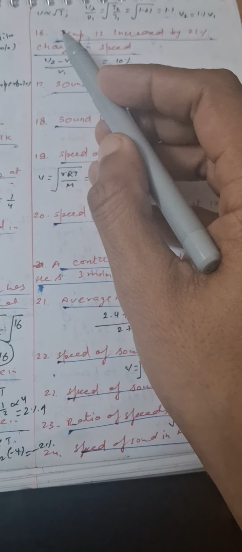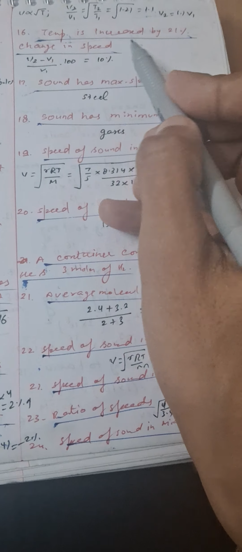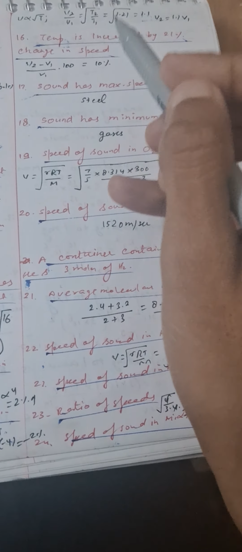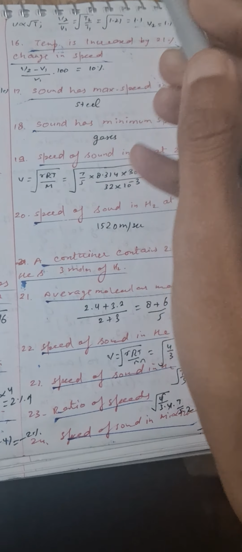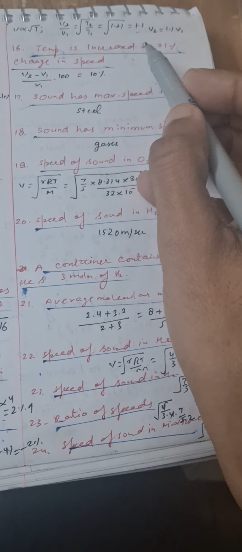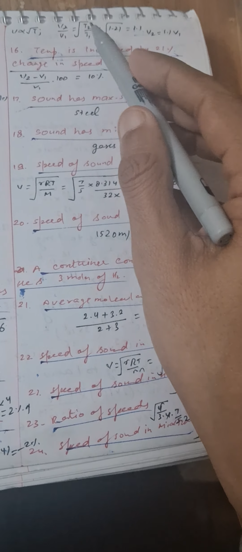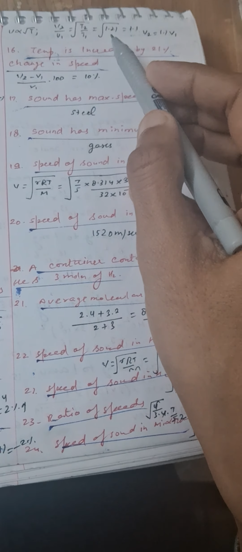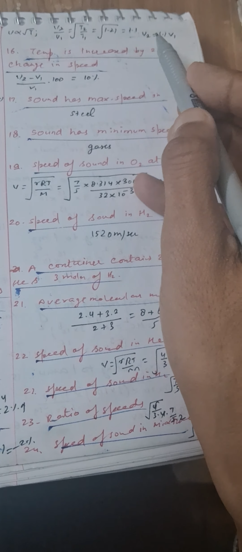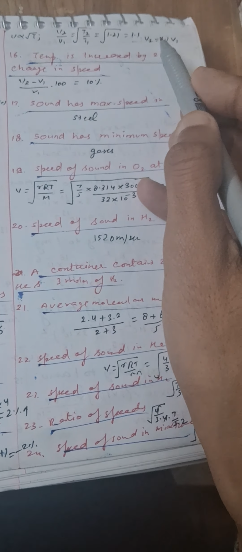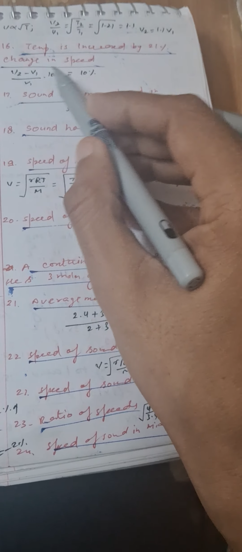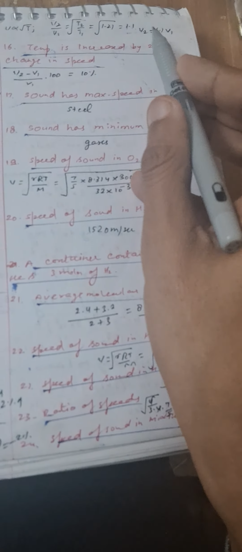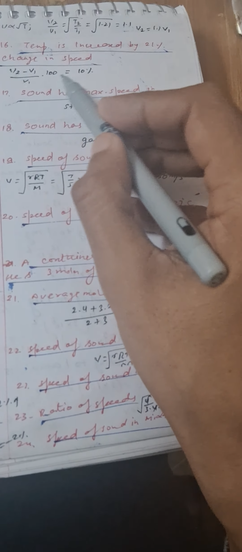Next, temperature is increased by 21%, find the change in speed. As V is proportional to root T, we can say that V2 by V1 is root T2 by T1. The temperature increases by 21%, so T2 is 1.21 times T1. That comes out to be 1.1. So V2 is equal to 1.1 times V1. The percentage change in speed is V2 minus V1 by V1 into 100, which comes out to be 10%.